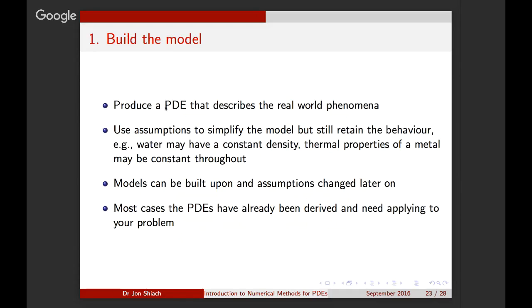And in most cases, and certainly for this course, the PDEs have already been derived. My particular research area is fluid dynamics. The equations which I use were derived 100 years ago. They were derived 100 years ago, but they couldn't solve them until we had computers. So in most cases, they've already been derived.